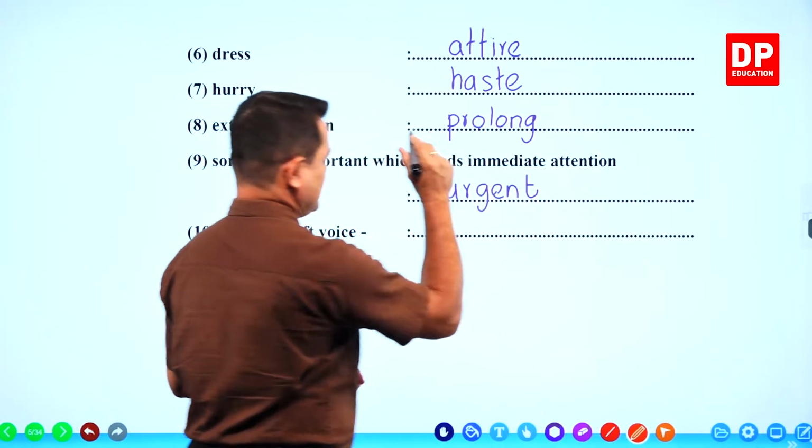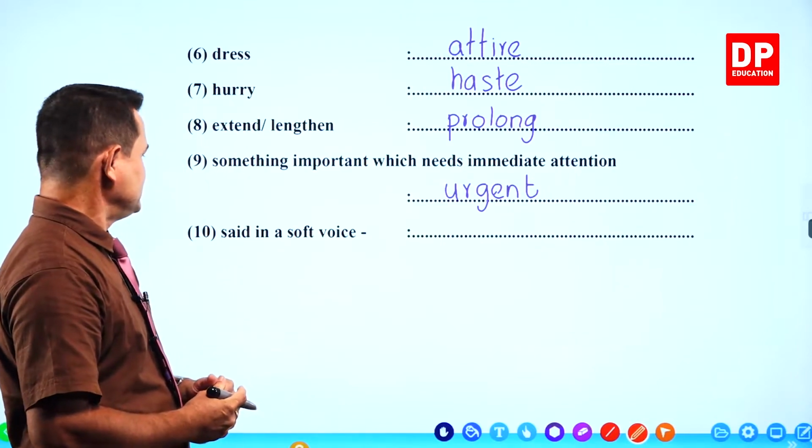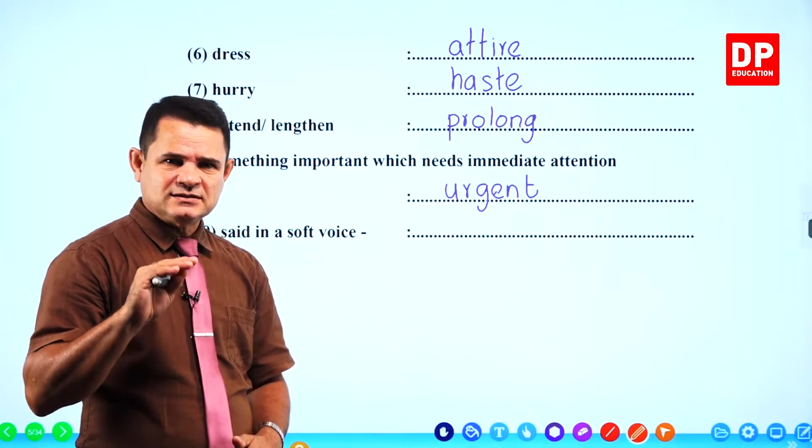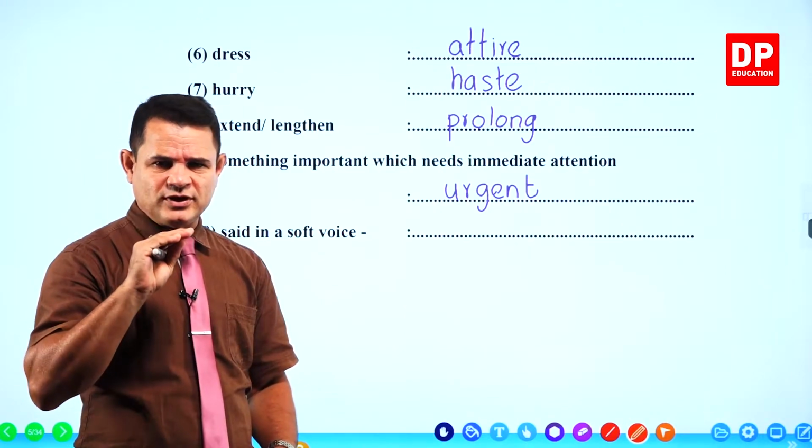So it is there in the paragraph, if you go back and see. Said in a soft voice. Not loud voice, soft voice.